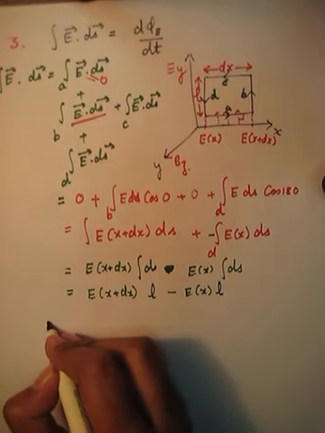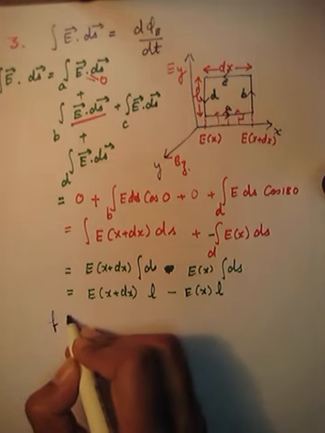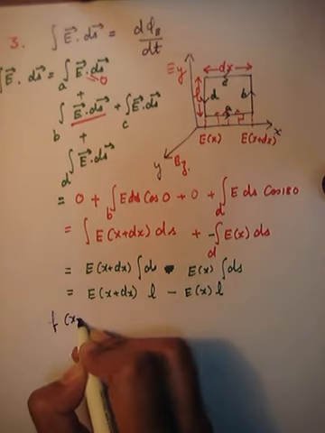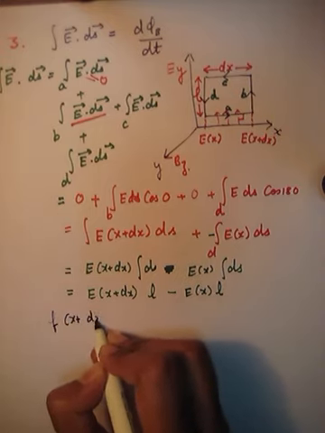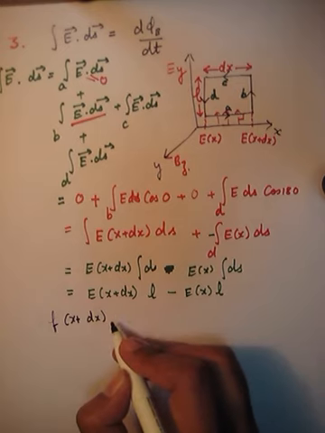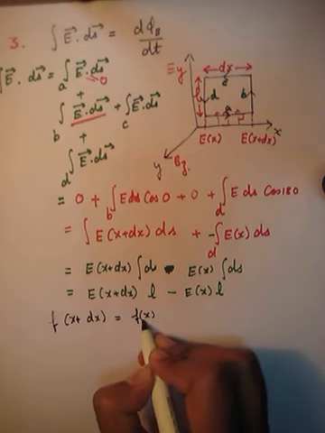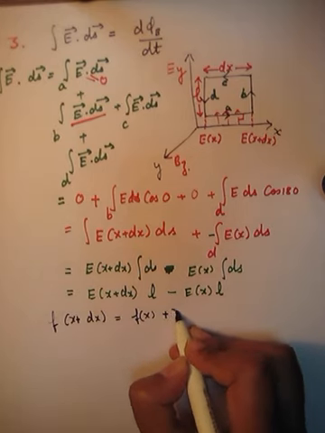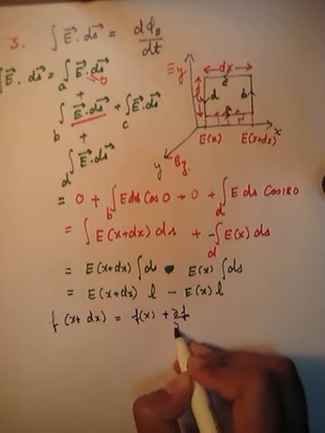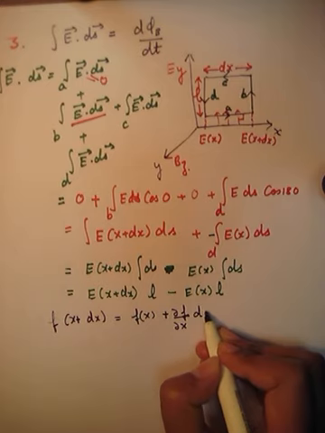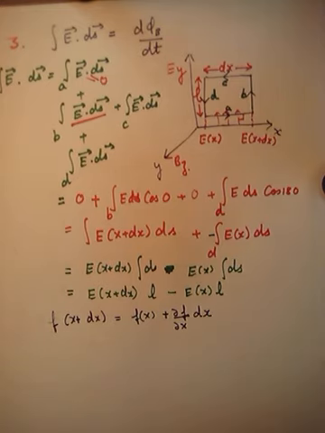So we need to remember that if you have a function which is a function of x plus dx, then it could be written as f of x plus curly f upon curly x into dx. It can be written like this. Okay.